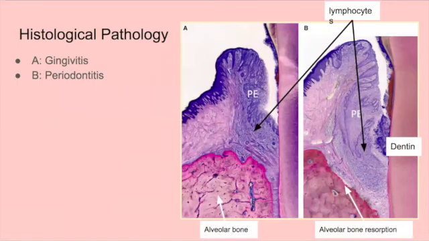So this histological pathology image displays the comparison between the conditions of gingivitis and periodontitis. As we can see in both of these images, there is dense lymphocyte infiltration, but a major difference is that in gingivitis, the alveolar bone is still fully intact, whereas in periodontitis, we see this alveolar bone resorption occurring.